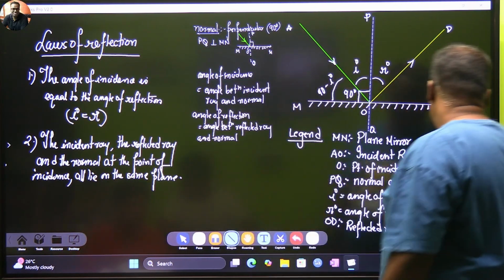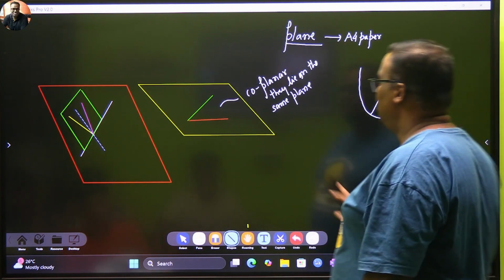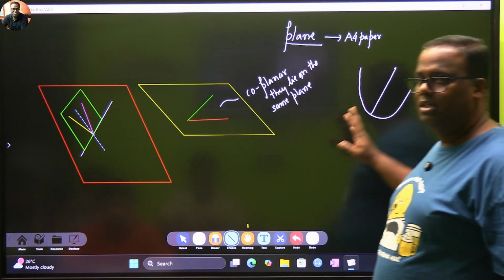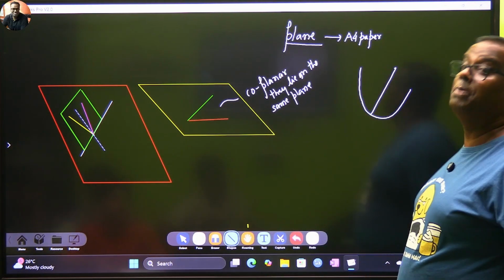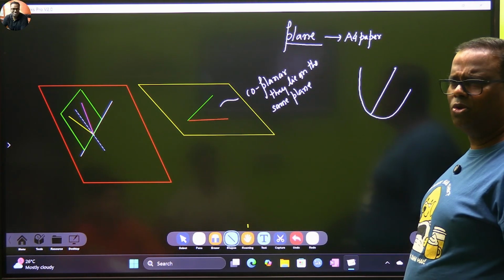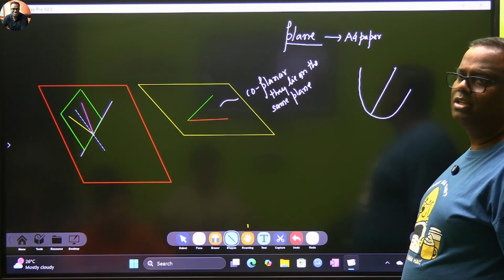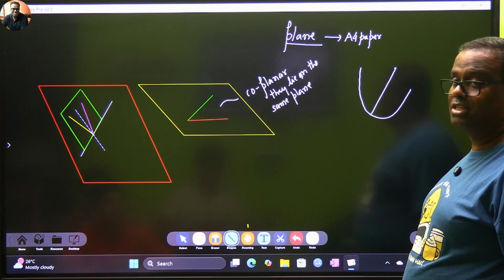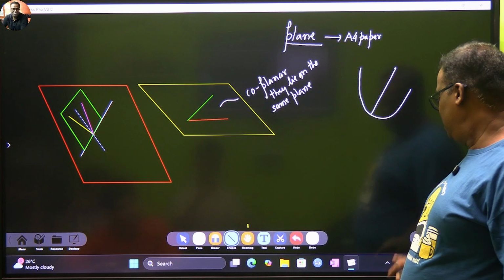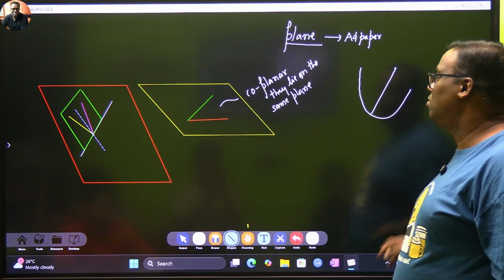Okay. So let's take our next topic. Have you understood this diagram? Coplanar. Are 3 lines coplanar? Depends. Are 2 lines coplanar? Always. Can 3 lines be coplanar? Depends. How is the orientation? After 2, it all depends. Okay. So let's go to the next topic.